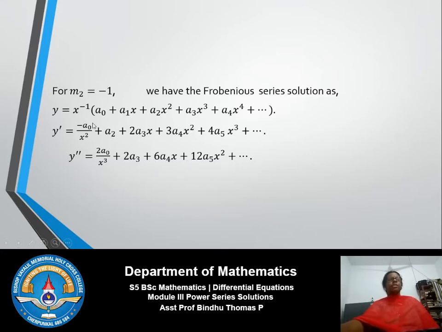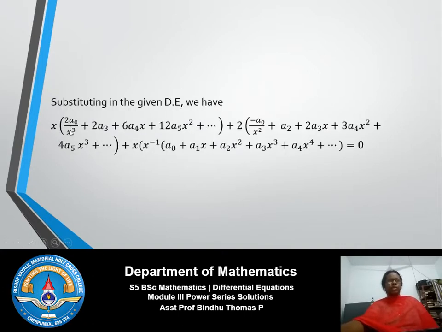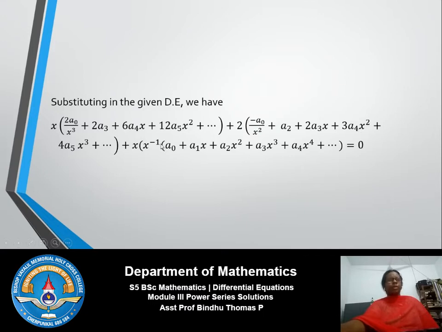Substituting these three series in the given differential equation, we have x into y double dash, 2a0 by x cube plus 2a3 plus 6a4x plus 12a5x square plus etc., plus 2 into y dash, minus a0 by x square plus a2 plus 2a3x plus 3a4x square plus etc.